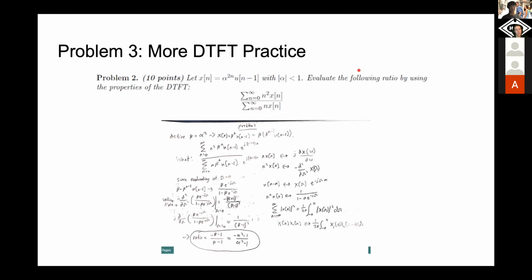So basically the solution, you start with just the given stuff. You can change the variable. So you change the alpha to a beta. It's just slightly easier to work with.